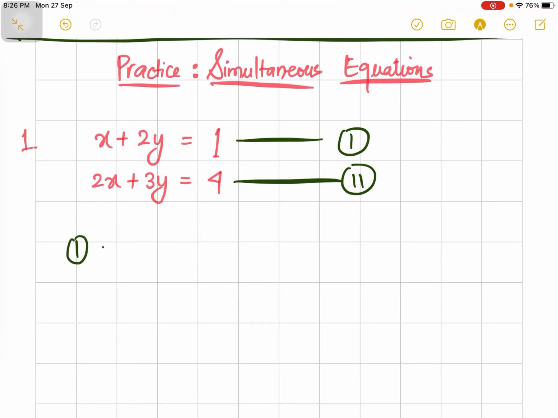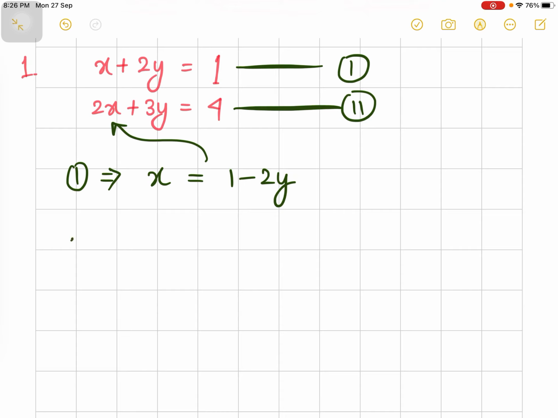1 can be rewritten as x equals 1 minus 2y. Here I have made x the subject and x has been written in terms of y as 1 minus 2y. This value of x can be substituted in this second equation. Let's see what happens. The second equation was twice x plus 3y equal to 4. So twice x, instead of x you can have 1 minus 2y, plus 3y equal to 4.